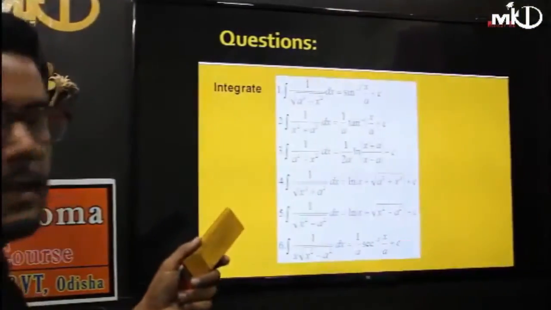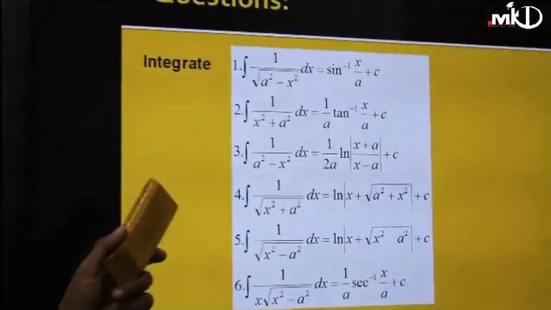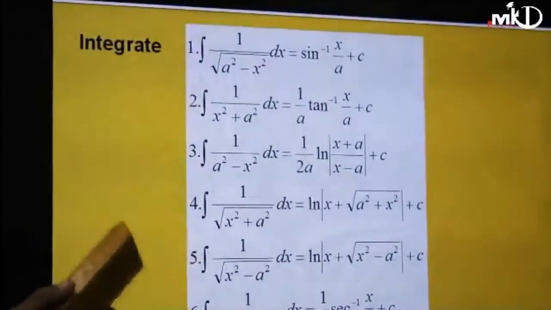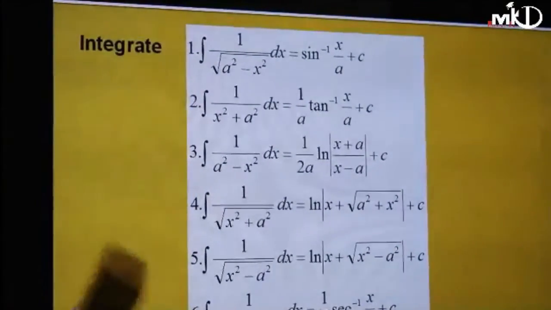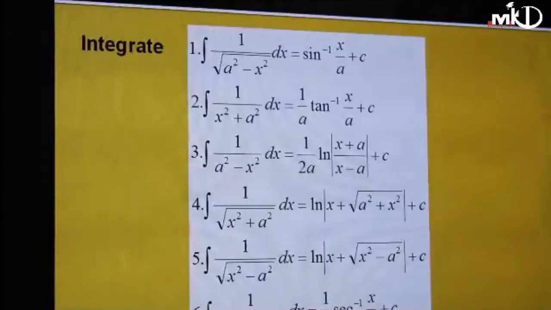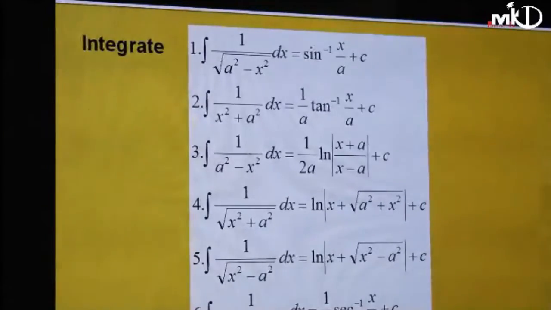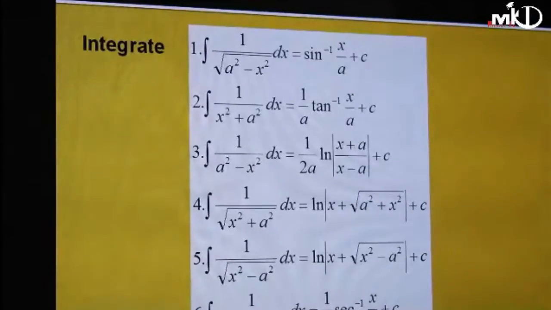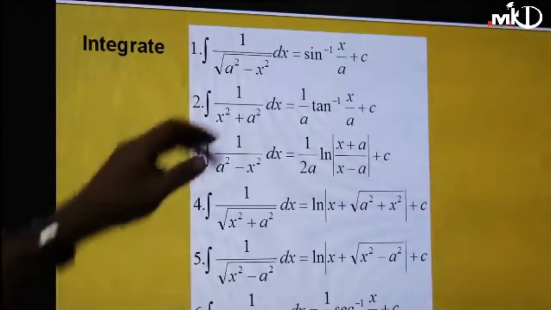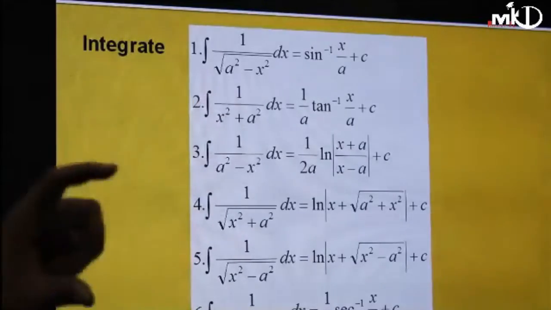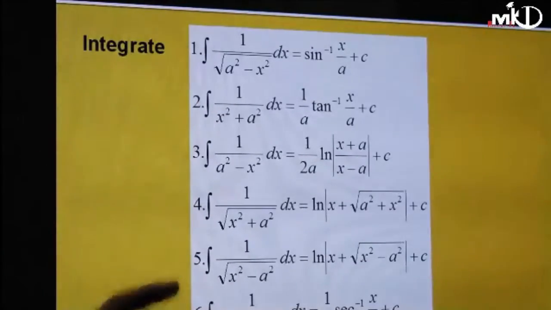If the integration contains terms like x square plus a square, then we can substitute x by a tan theta. Why are we actually taking those substitutions? Why did we get the idea? To make the denominator very simple.